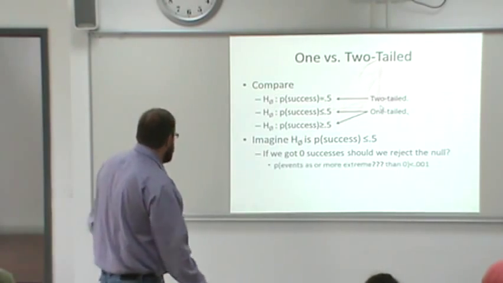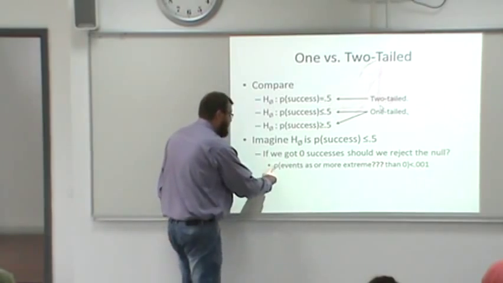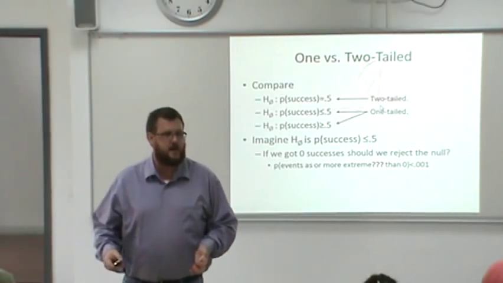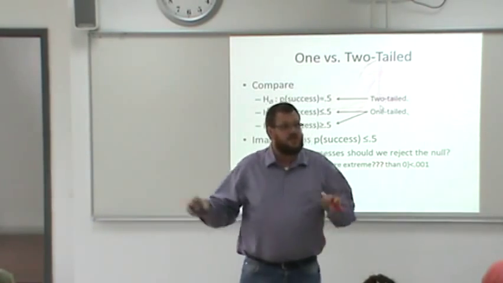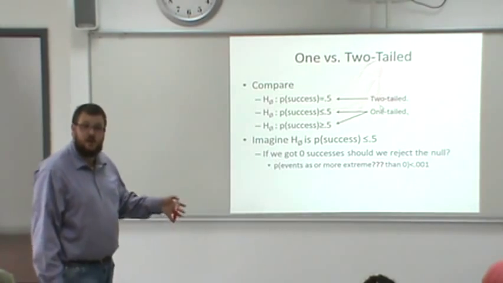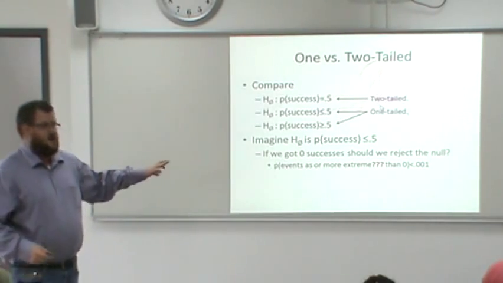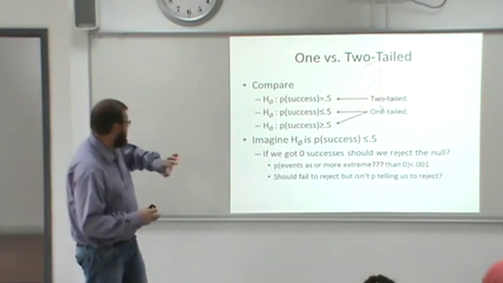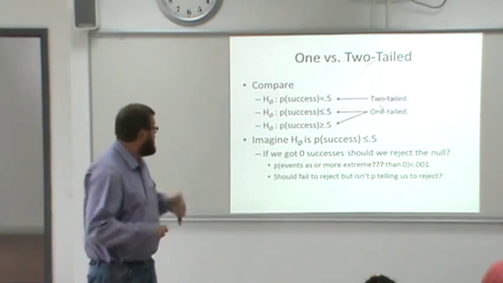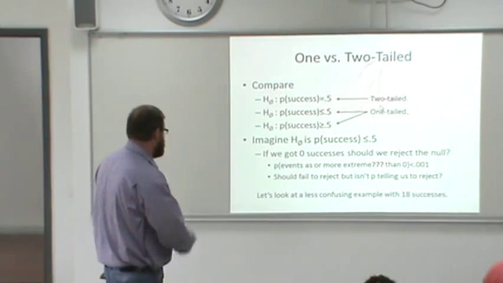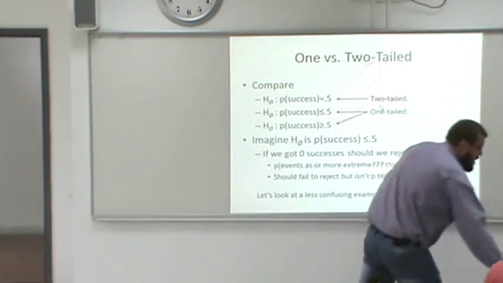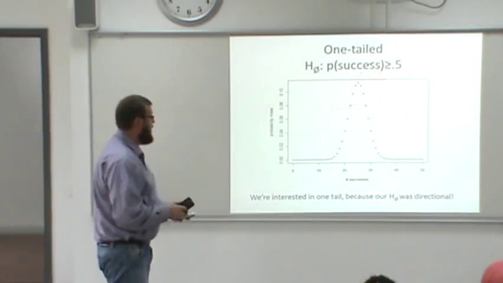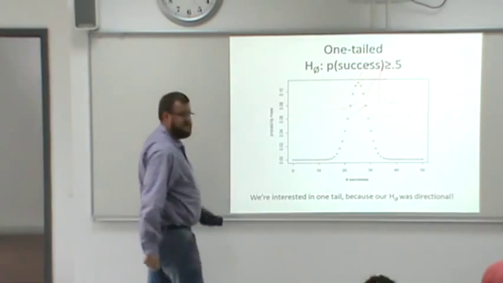Now, the thing that might be confusing is that if you calculate the probability for events as or more extreme, the way that we previously defined it, by drawing that line through and just adding up everything underneath that, the probability of observing something like that is really, really low. So this doesn't match with our intuition that we should, I'm sorry, that we should fail to reject. So let's see why this is by using a couple examples. Let's look at a less confusing example first with 18 successes. So here we have our probability mass function for up to 50 trials.